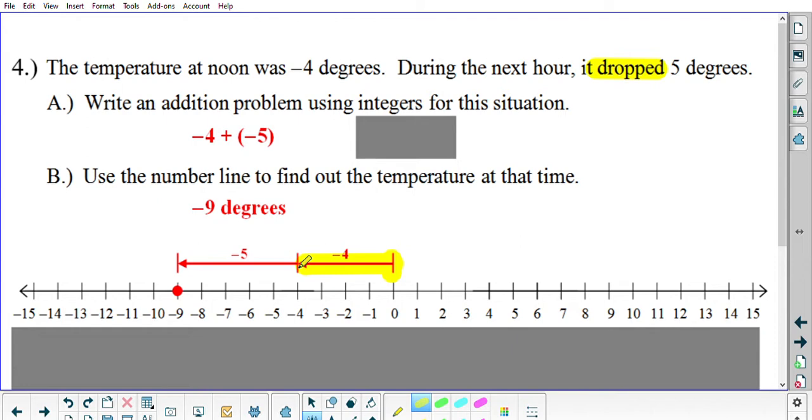I hope you didn't accidentally get tricked and thought you were going to stop at negative 5. Negative 5 means you're going to go left 5 spaces from the negative 4. So that's why you end up at negative 9.